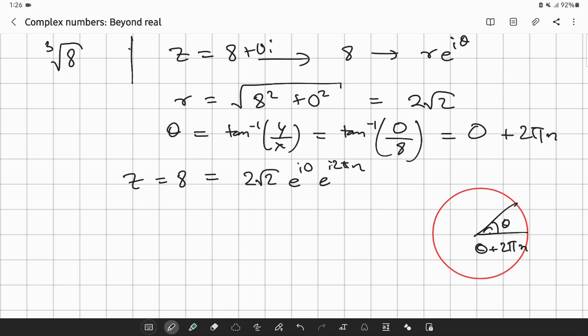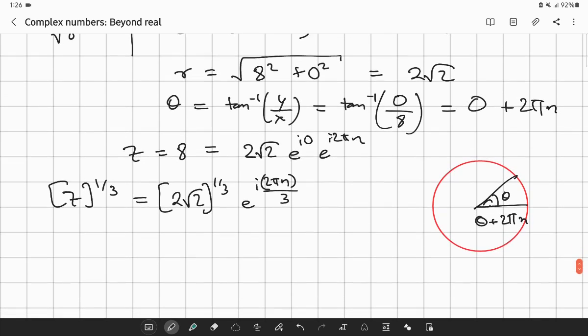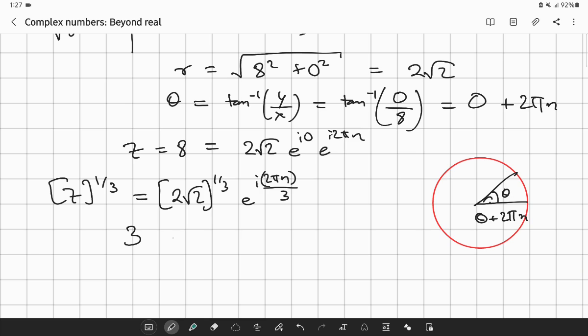Okay, so now we are ready to take the cube root. By taking the cube root, I mean raising it to the power 1/3. So I'll raise this 2 square root of 2 to the power 1/3, and similarly, I'll raise e raised to i 2 pi n to the power 1/3. Now remember, we need 3 roots exactly. So I claim that it's going to be enough for us to consider n equals 0, 1, 2. If we take 3 as well, we'll find that we just return to the value at 0.